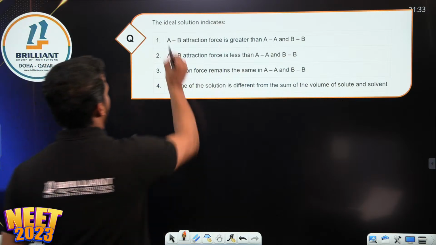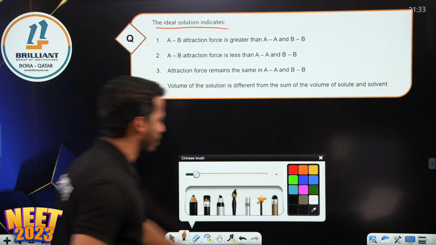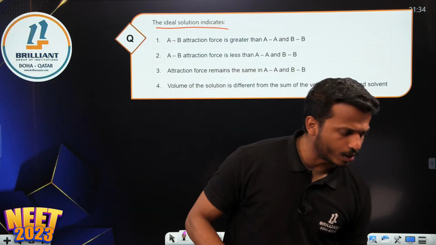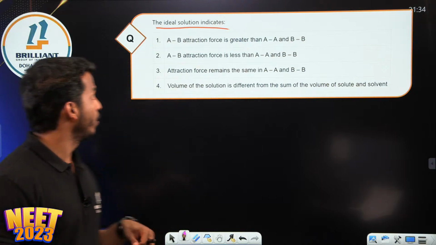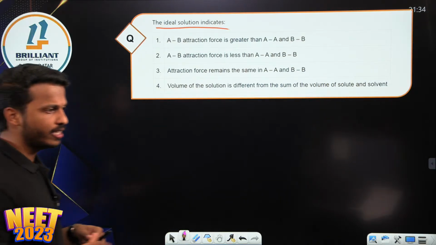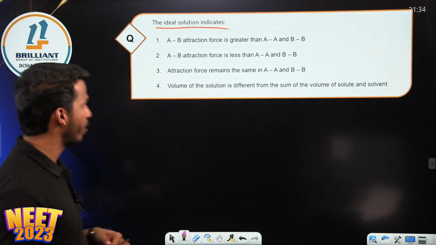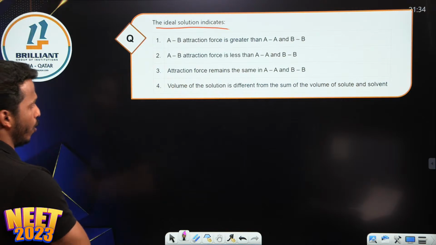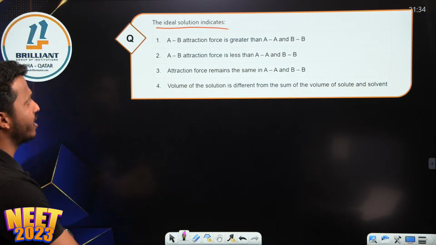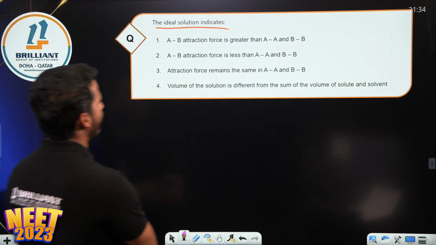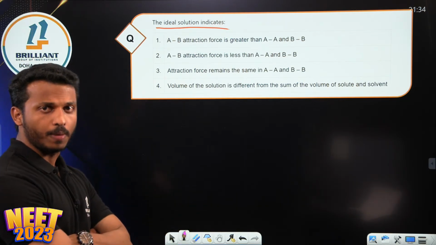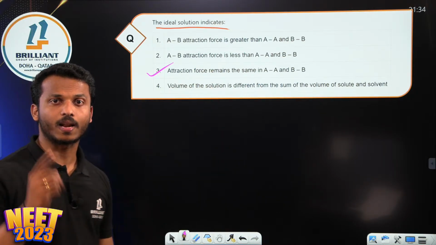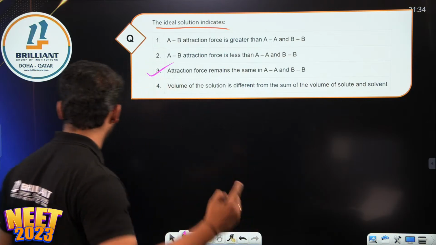Which is a correct statement for an ideal solution? Fast. This type of question we can immediately skip because it's a direct question. For an ideal solution, AB attraction is greater than AA and BB? No. AB attraction forces is less than AA and BB? No. Attraction force remains the same in AA and BB? Yes. Let's go with option 3. AA and BB interactions are approximately equal to AB interaction. Right. Simple question.